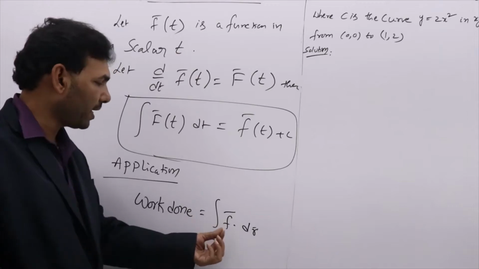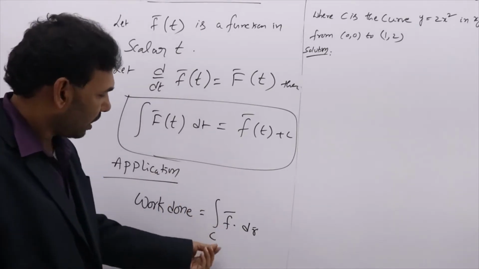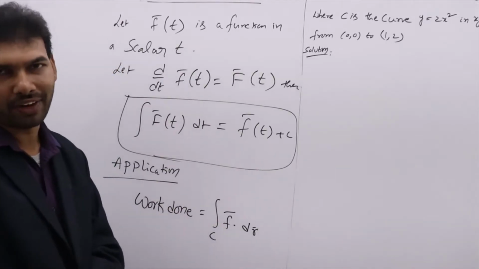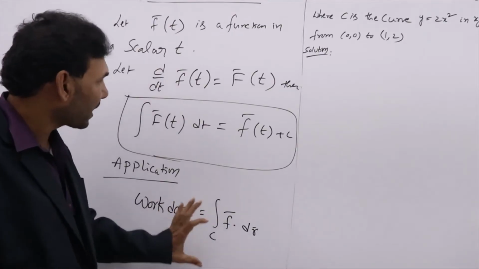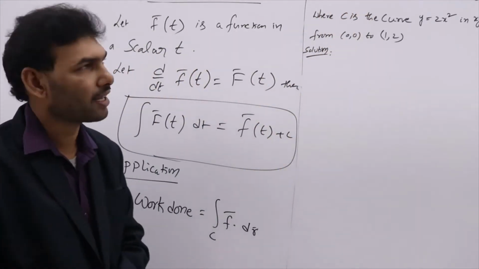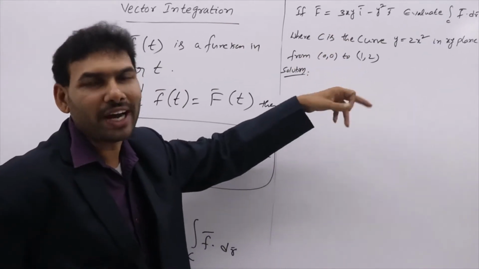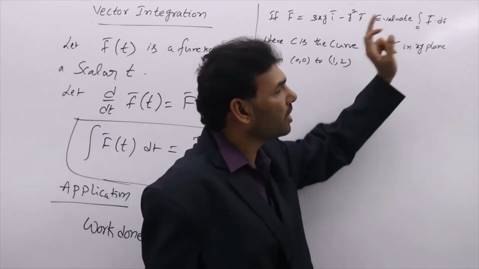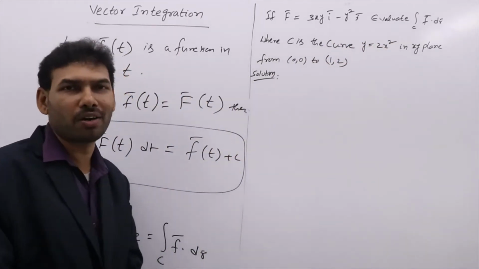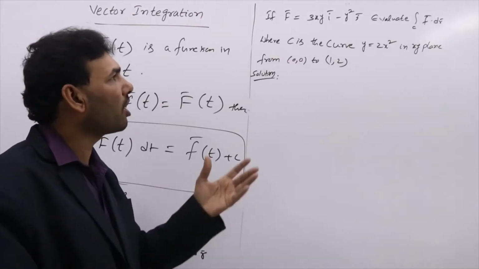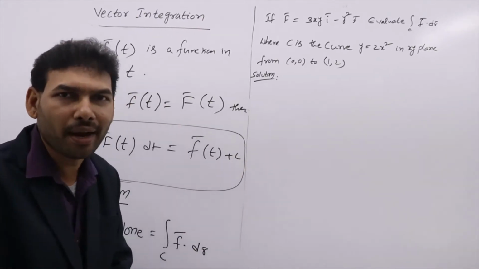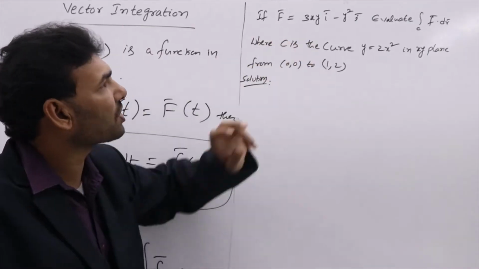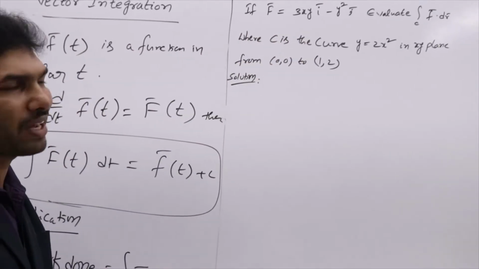Whenever you want to find work done by a force over a curve C, where the vector point function f bar is given, we can understand this application very clearly in this problem. Instead of asking to find work done by a force, directly he is asking to find integral over c f bar dot dr bar. Integral over c f bar dot dr bar, we are calling it work done by a force. Here we need to calculate it for the given function f bar is 3xy i bar minus y square j bar.